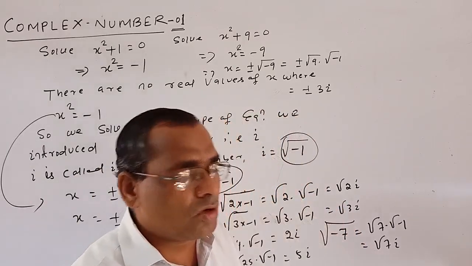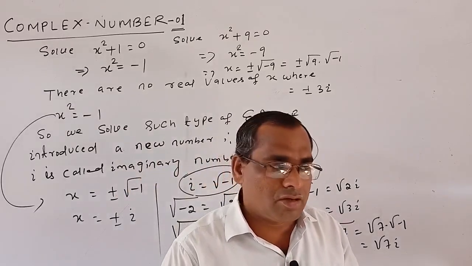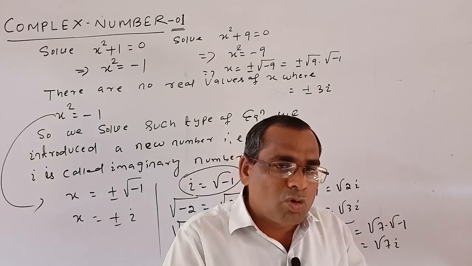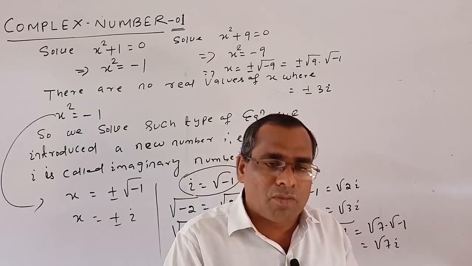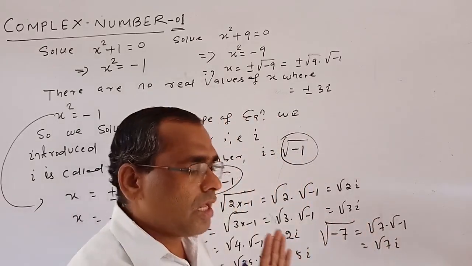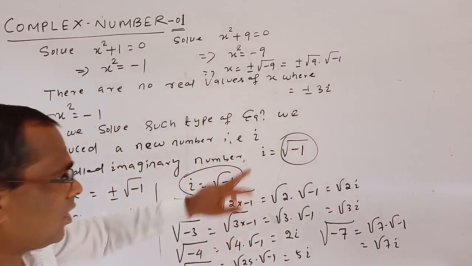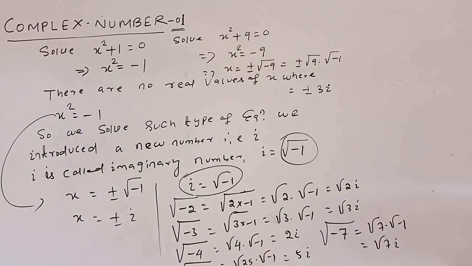So the number whose square is negative, that number is known as imaginary number. Actually, you know there is no real number whose square is negative, but there are some numbers whose square is negative. That number is called imaginary number, and this imaginary number is denoted by I equal to root over minus 1. Now next we see what are the integral powers of I.